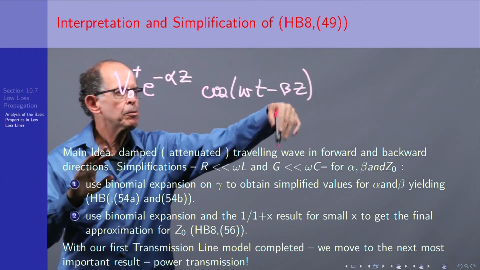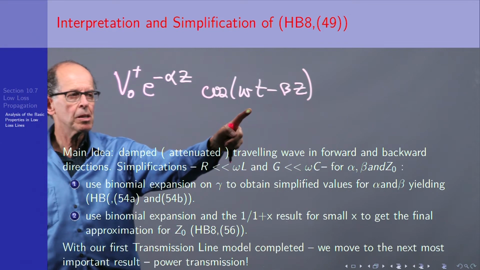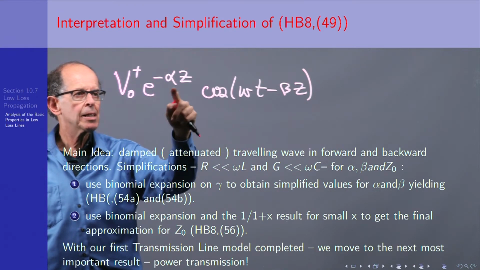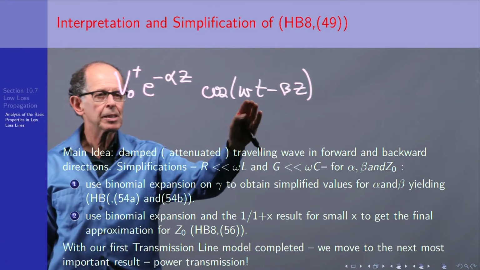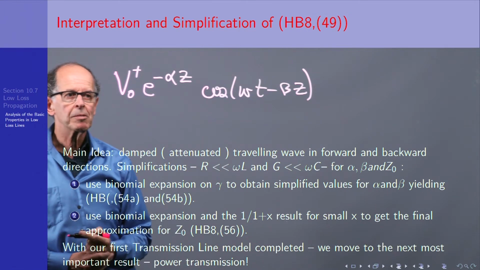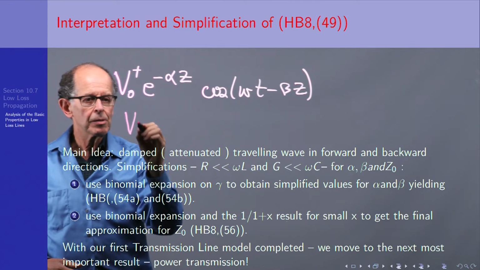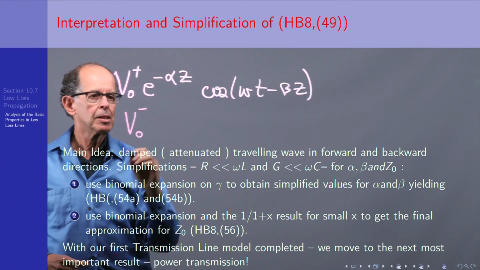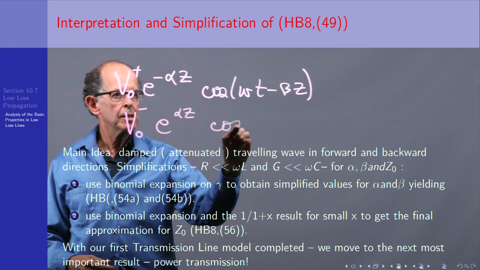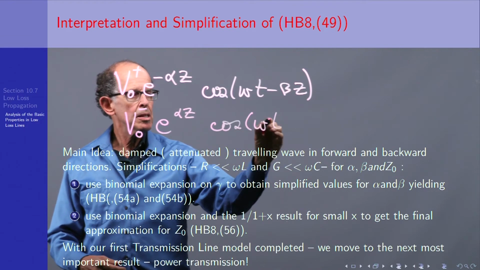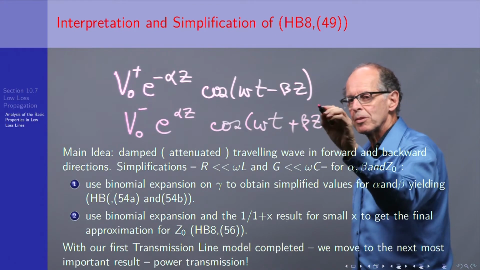It's a sine wave. It has our classic form of f of t minus z over v, as we know, and it is decayed as a function of z, not as a function of time. Damping, traveling. It's a fairly complete description of the wave. What about the wave coming back, the reflected wave? Well, V0 minus e to the, now it's plus, cosine omega t minus beta z, with a plus, not minus.